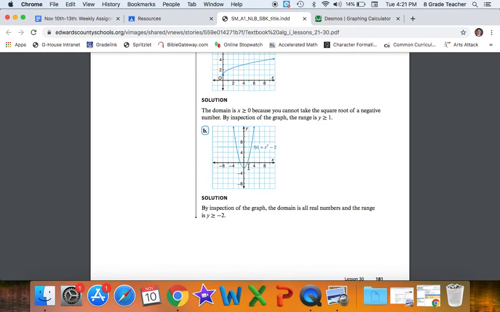There is no limit on that because it can go as far left and right as it wants to based on the number that you input. However, the y value only goes down to this -2. There's nothing that is -3, 4, 5, 6, 7, or 8. So it's y is greater than or equal to -2.